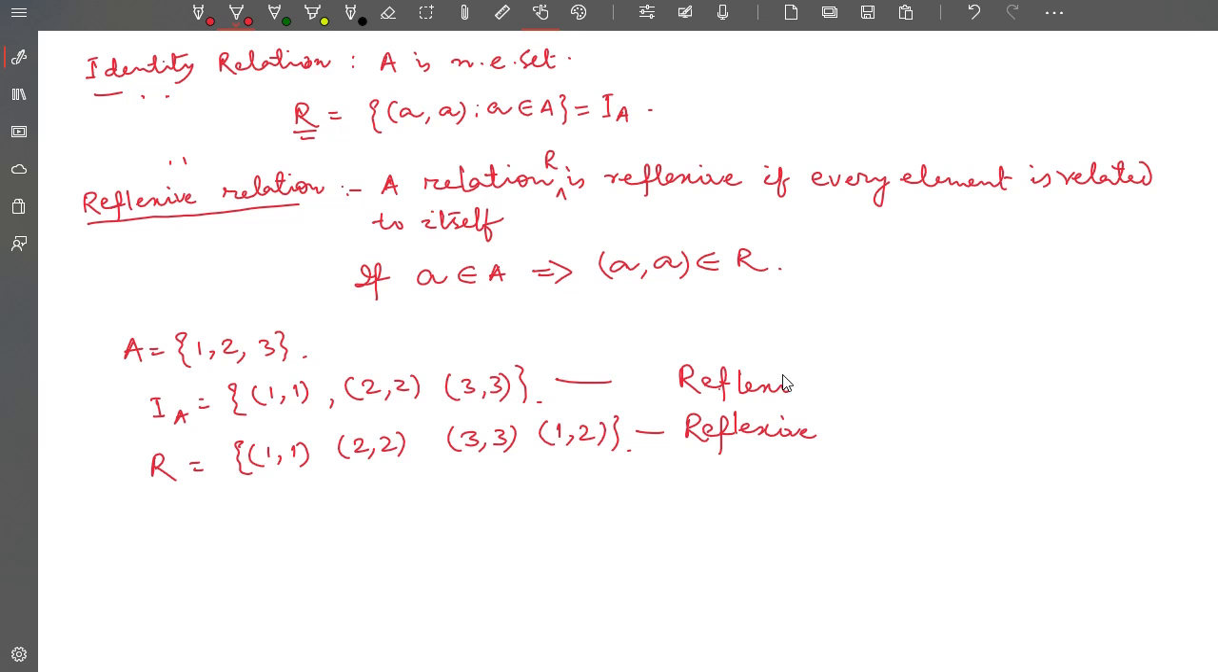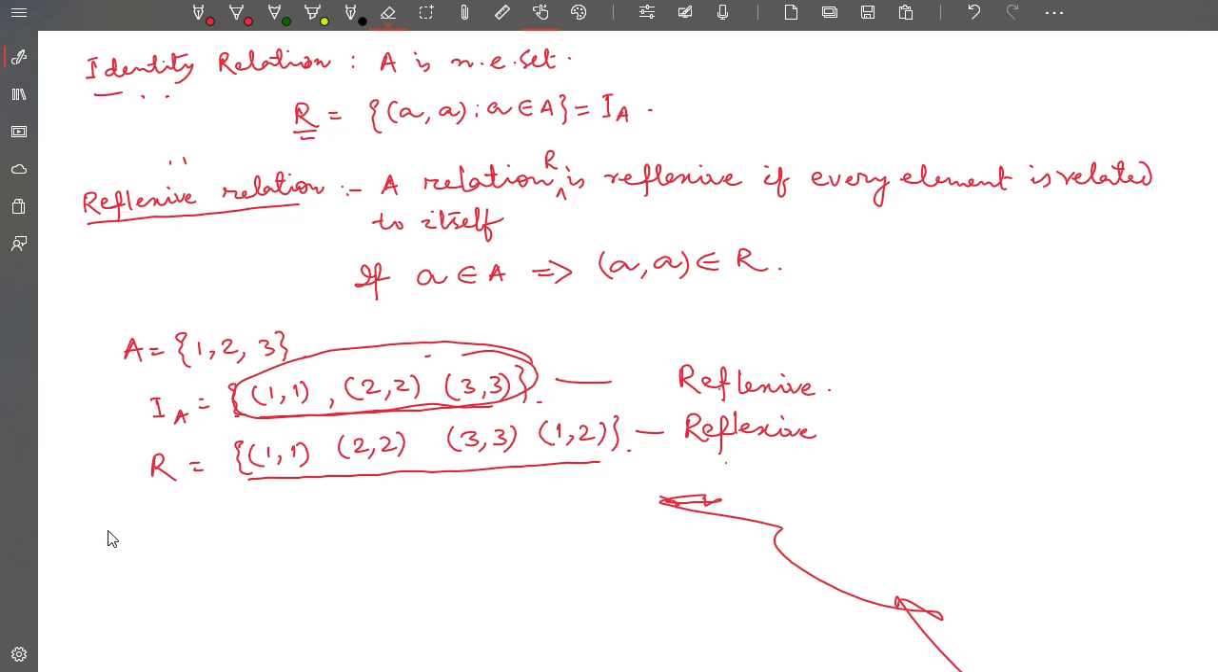This is reflexive, but this is not an identity relation, whereas this is an identity relation. So this is the smallest reflexive relation. The identity relation is the smallest reflexive relation. Are you getting my point? Each reflexive relation is not an identity relation, whereas identity relation is always a reflexive relation.